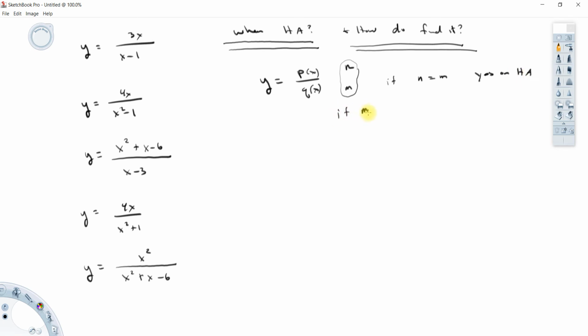If m is bigger than n, like for example it's second power up top but third power in the bottom, that means that the bottom will get larger faster than the top, and y equals 0 will be your horizontal asymptote. All right, so let's take a look at a bunch of examples here. We're going to look at these examples on the left.